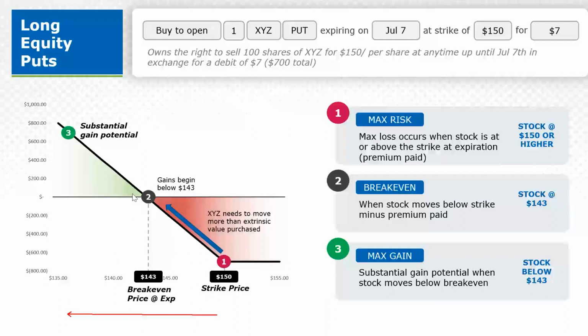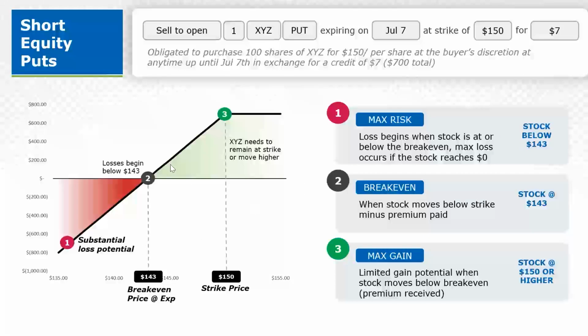At expiration, it needs to be below 143 for that put option to be profitable, for it to be worth more than $7, which was the purchase price for the put option. So there is a break-even component, but again, this chart is only at expiration. And again, max loss occurs when the stock is above the strike price. It doesn't decline, and the max loss is simply the premium paid.